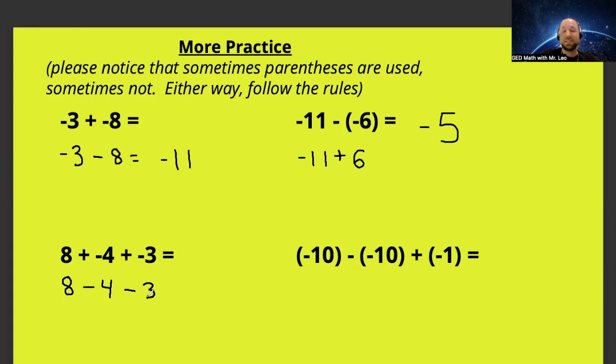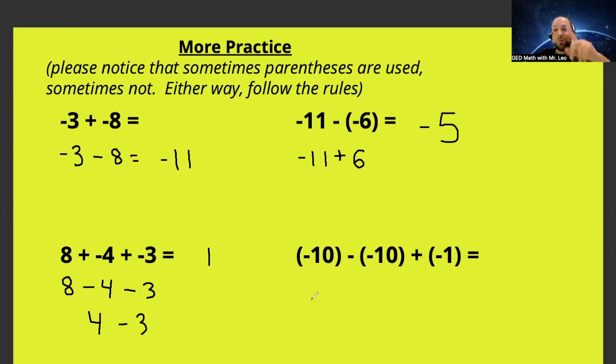We're left with this simplification: 8 minus 4 minus 3. Let's go left to right. 8 minus 4 is 4. That's regular math. Bring down the -3. Let's finish it here. 4 minus 3. That's regular math. Final answer is 1.